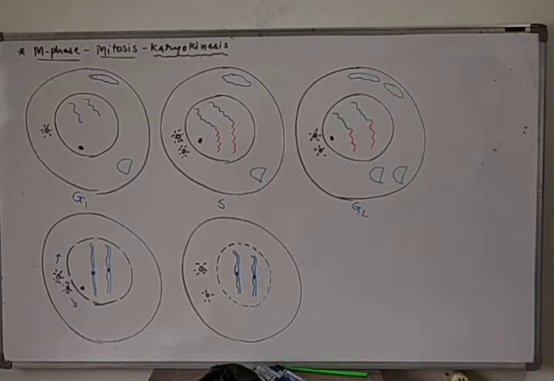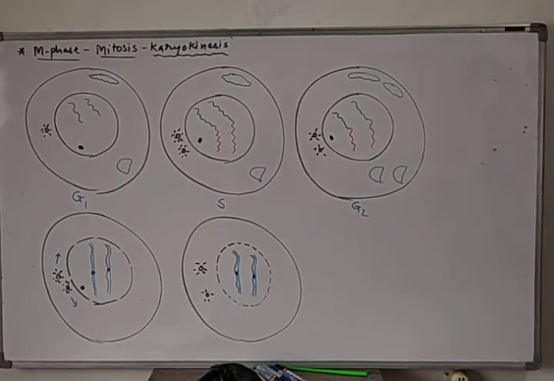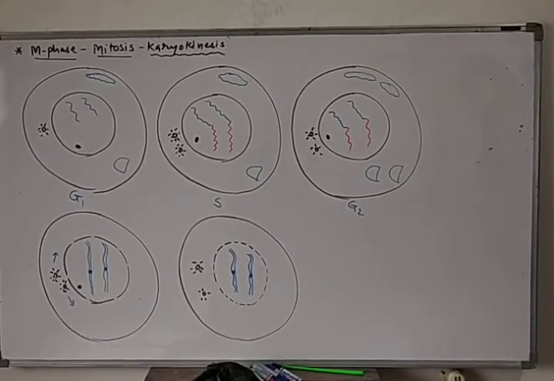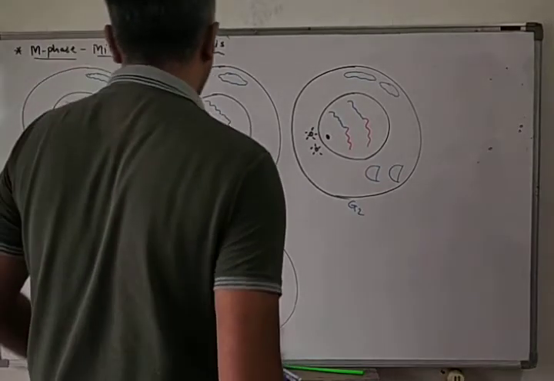So students, as we said earlier, we are going to learn M phase, and in M phase we are covering mitosis today. In mitosis also we are going to learn karyokinesis first, because karyokinesis is the first step of mitosis. We will learn mitosis first, and then we will learn meiosis. But before that, let us revise what has happened in the interphase.